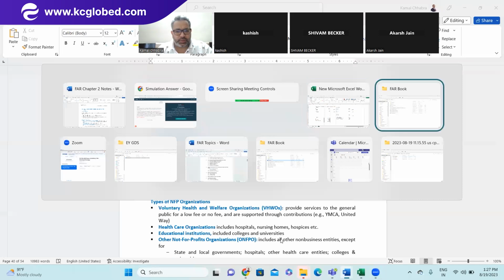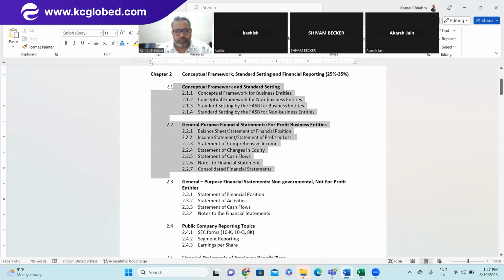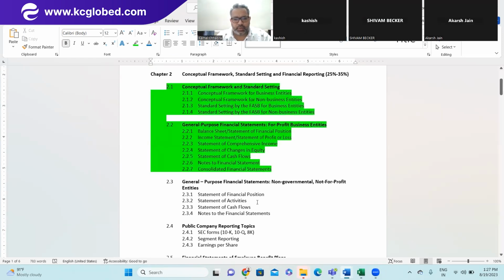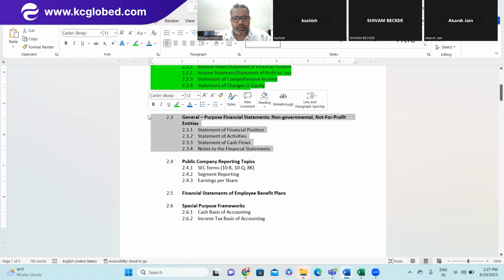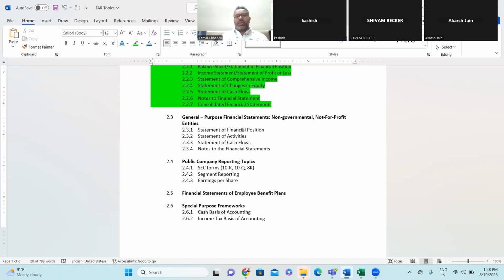If you see in your first chapter, we are done till here. So these all topics are done, right? Now we are starting 2.3, which is general purpose financial statements for non-governmental, not-for-profit organizations. So why do we keep it last? Because these are quite similar to governmental accounting. So you can easily correlate when we switch to governmental accounting, and you can also identify the differences between both of them. Because the rest of the things, you already know.